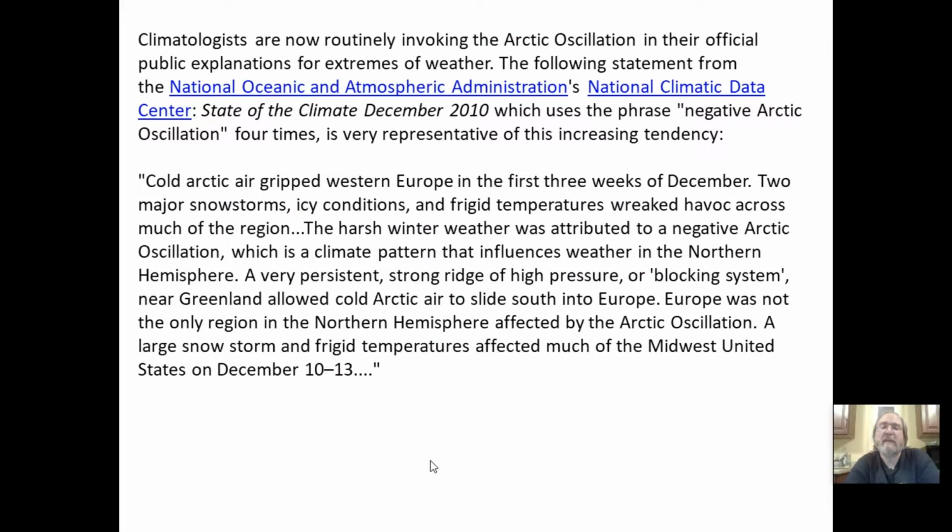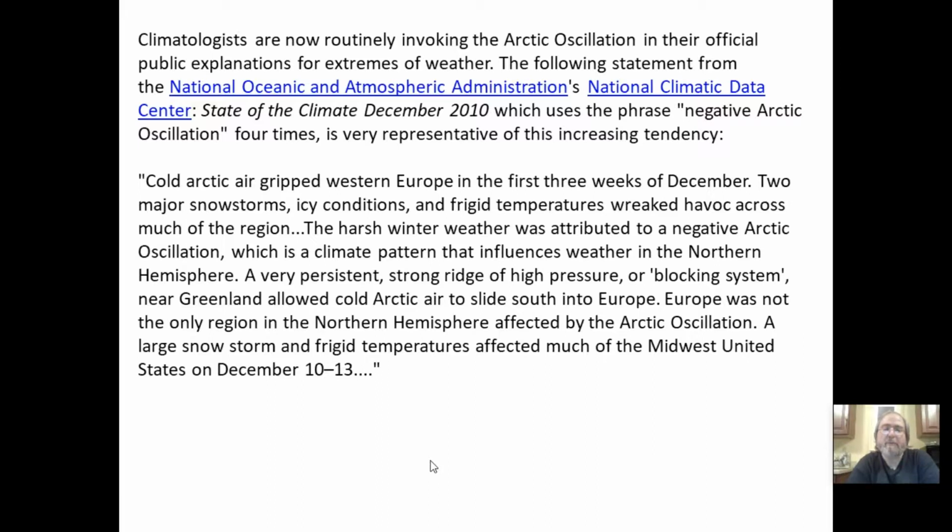Climatologists are now routinely invoking the Arctic Oscillation in their official public explanation for extremes of weather. The statement from NOAA, the National Oceanic and Atmospheric Administration, National Climatic Data Center, the NCDC, on the climate of December 2010, which uses the phrase negative Arctic Oscillation 4 times, is very representative of this increasing tendency. And a quote from that report.